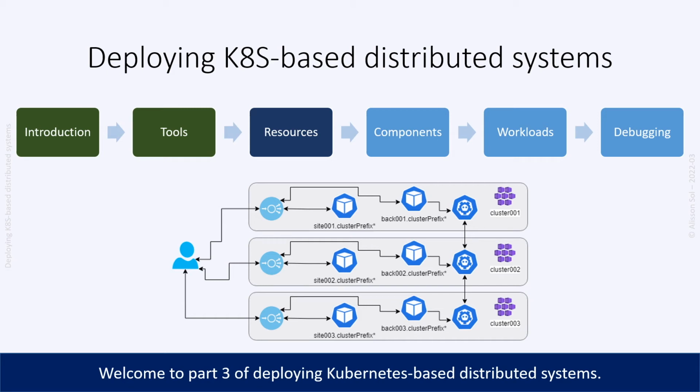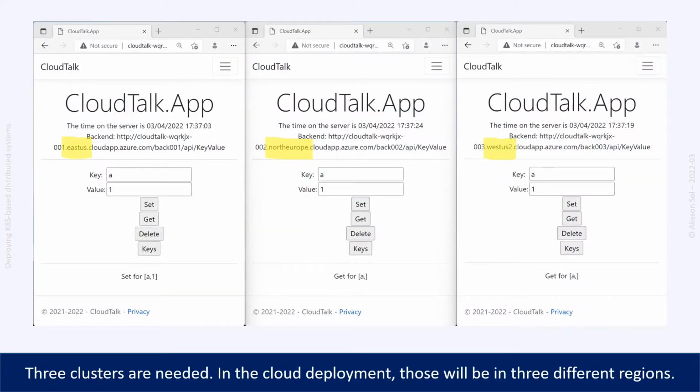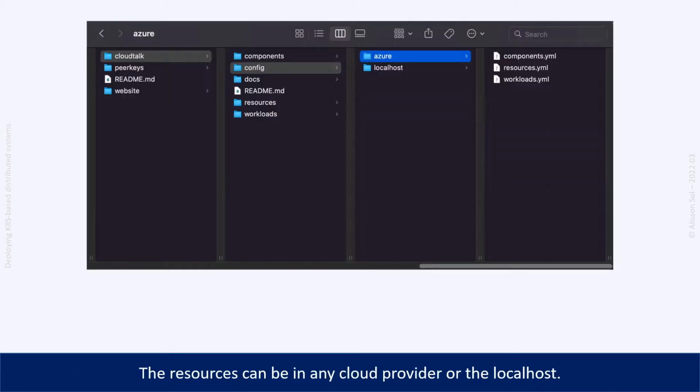Welcome to part 3 of deploying Kubernetes-based distributed systems. In this part, resources will be created to deploy a key-value storage system. 3 clusters are needed. In the cloud deployment, those will be in 3 different regions. The resources can be in any cloud provider or the local host.